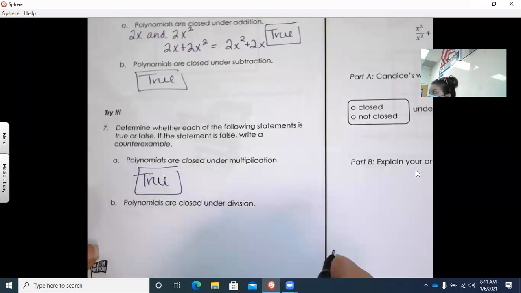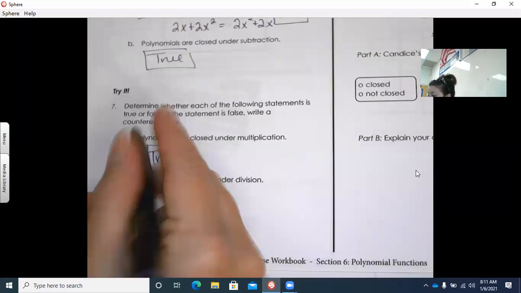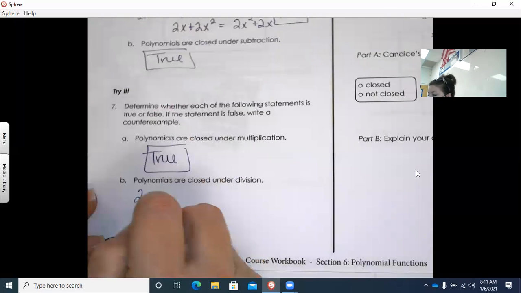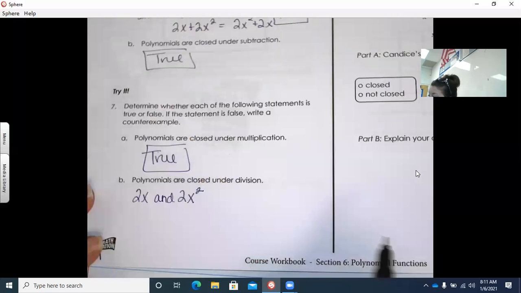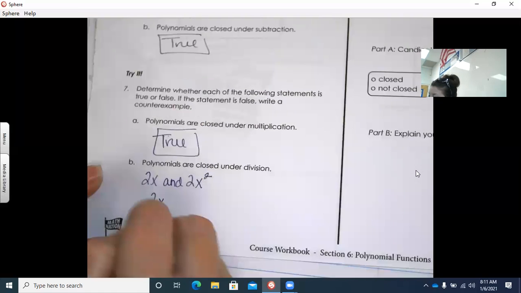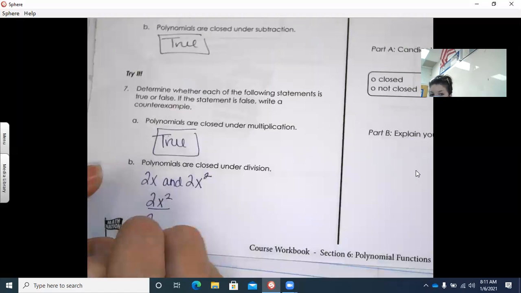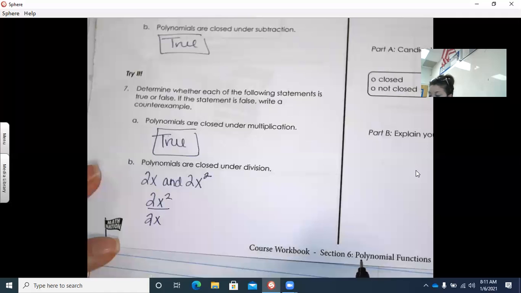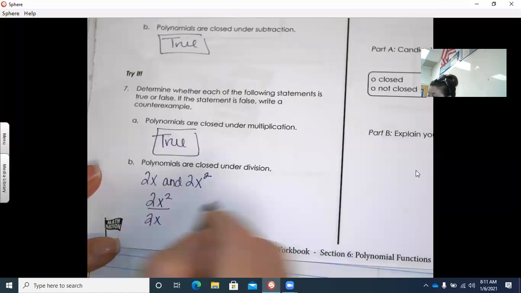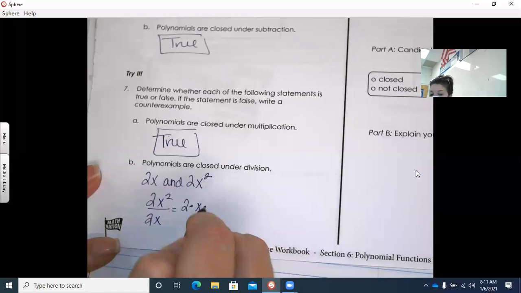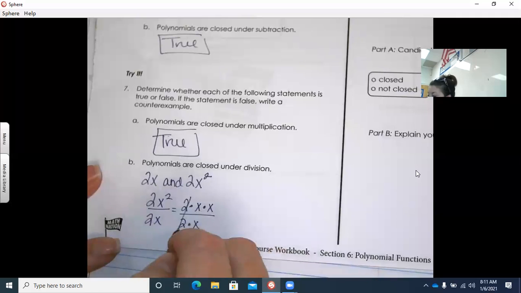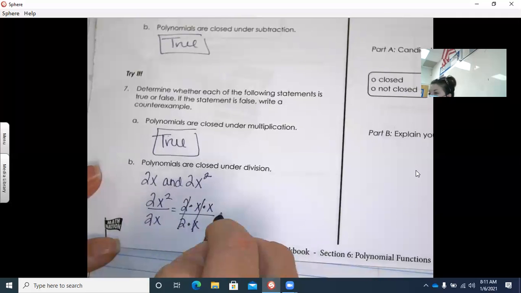Polynomials are closed under division. True or false? So say I have 2x and 2x squared. If I did 2x squared divided by 2x, y'all know what that gives you? Remember, 2x squared means 2 times x times x. 2x means 2 times x. If I'm dividing, 2 divided by 2 is 1. x divided by x is 1. Aren't you just left with x in the numerator? Is that a polynomial? Yeah, you can just have a variable, right?